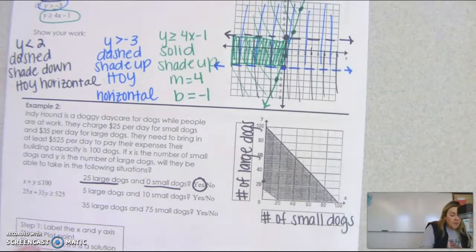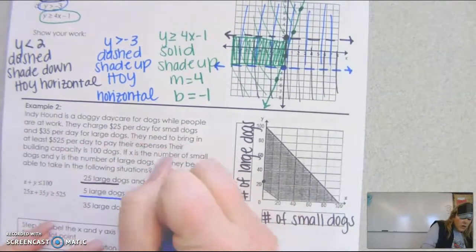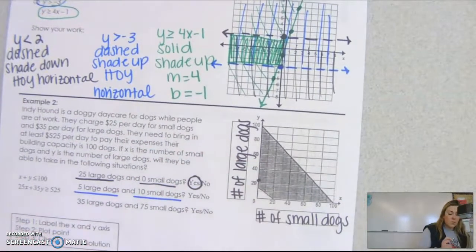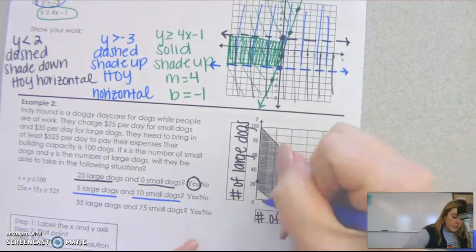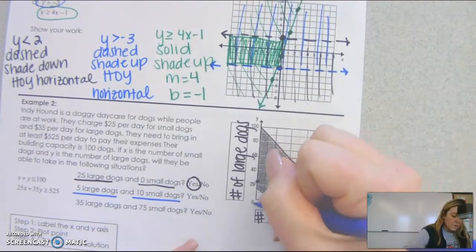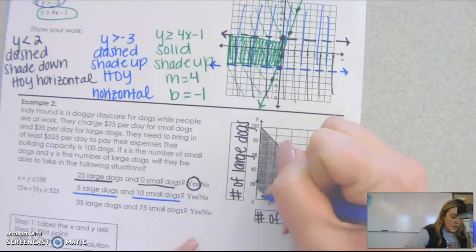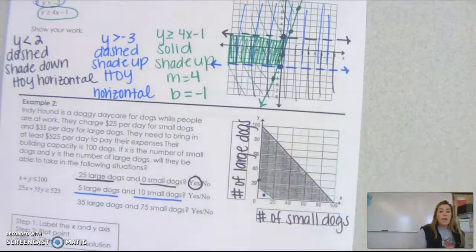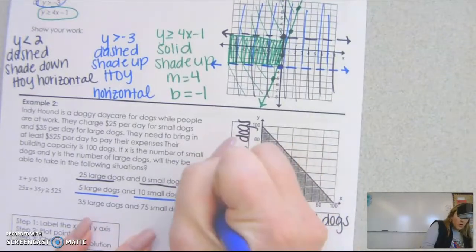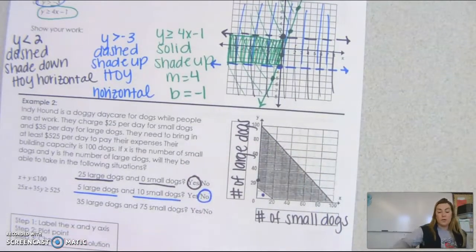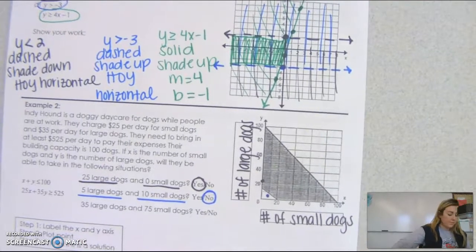The next one they want to know is 5 large dogs and 10 small dogs. So I'm going to go over to 10 small dogs. That's going to be about right here, right in between 0 and 20. And then 5 large dogs is going to be about right here, right in between 0 and 10. That is not in a shaded area. So that one is going to be a no. They cannot afford to do that one.